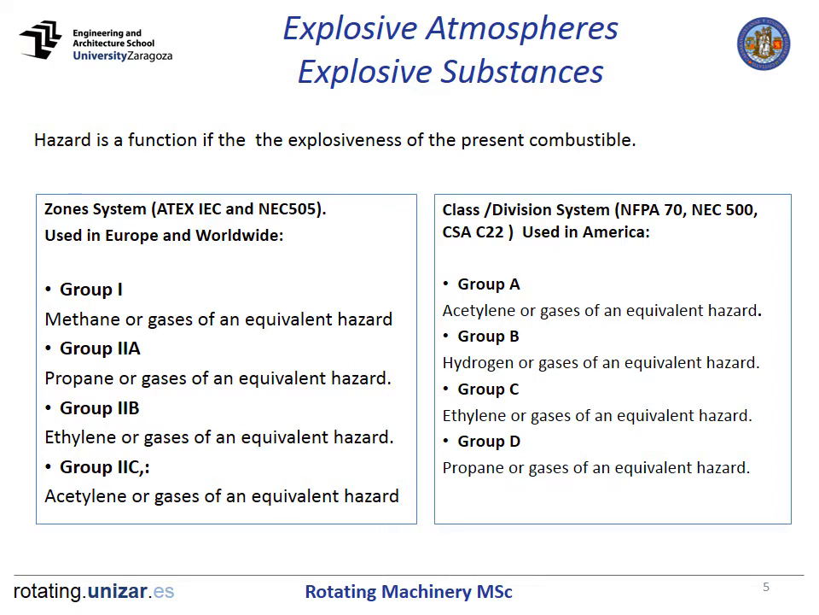The class division system, the one used in America, distinguishes between Group A for atmospheres containing acetylene or similar gases, Group B for atmospheres containing hydrogen or similar gases, Group C for atmospheres containing ethylene or similar gases, and Group D for atmospheres containing propane or gases of equivalent hazard.